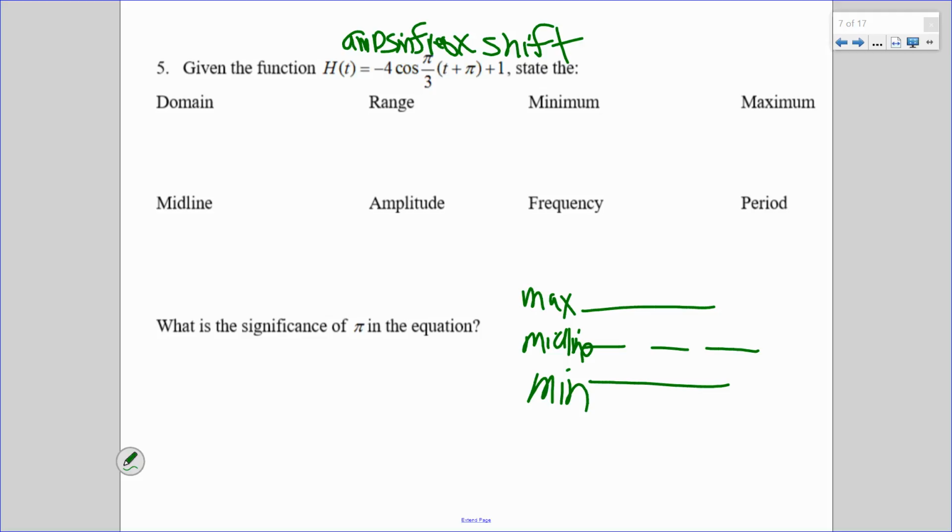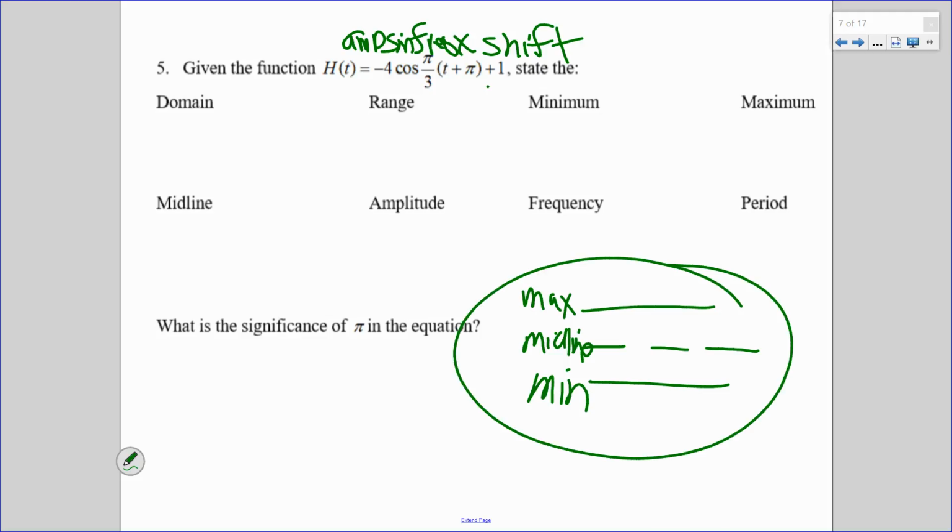So, as far as my little picture over here is concerned, the shift is the midline, is 1. The amp is 4, so that means I'm going 4 up and 4 down. 1 plus 4 is 5. 1 minus 4 is negative 3. It's a negative cosine, so it's going to start at the bottom, go up, and come back down.